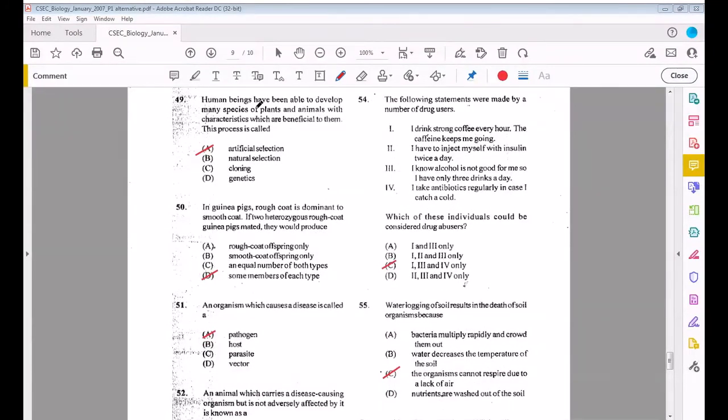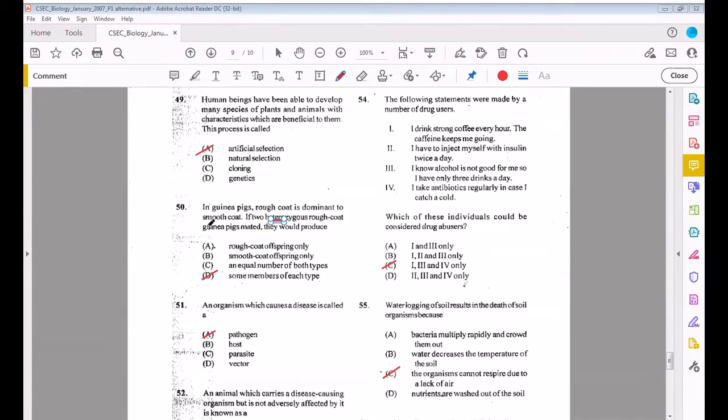49. Human beings have been able to develop many species of plants and animals with characteristics which are beneficial to them. This process is called A, artificial selection. 50. In guinea pigs, rough coat is dominant to smooth coat. If two heterozygous rough coat guinea pigs mate, they will produce D, some members of each. Remember again, two heterozygous.